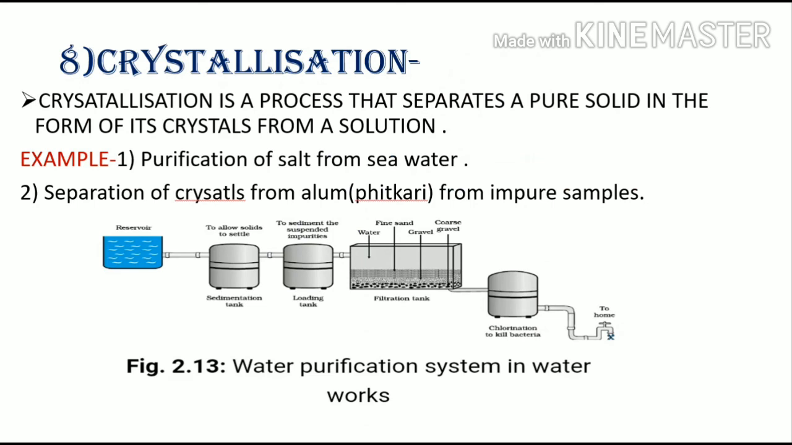And the next technique is crystallization. Crystallization is a very important technique, because in the crystallization process we get the pure solid from its impure form. It is also used for the purification of salt from seawater, and to separate crystals of alum, that is fitkari, from an impure sample. At that time we also get pure copper sulfate, and the crystallization process is used.